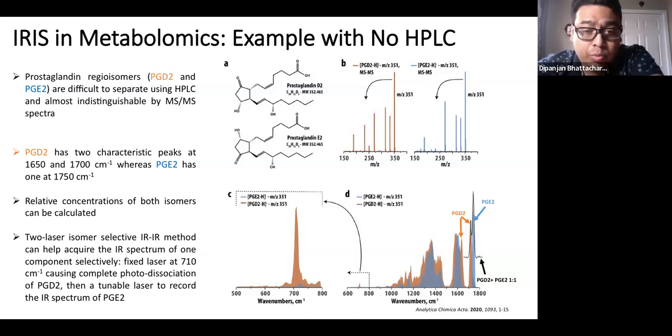And also, if you now look at panel C, you can clearly see that at 700 centimeter inverse, D2 is actually showing a peak. So you can do something called a two-laser isomer selective IR method, where you can selectively generate the IR spectrum of one metabolite in the presence of others. So what you need to do here is shine the IR laser at 710, and that will be absorbed by D2 selectively, and it will be destroyed. It will be gone. And then you can use a tunable laser, that's your second laser, to actually create the IR spectrum of E2 selectively.